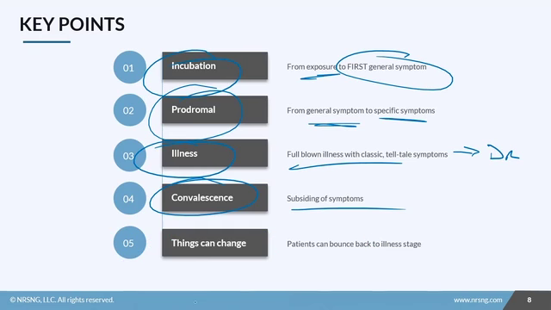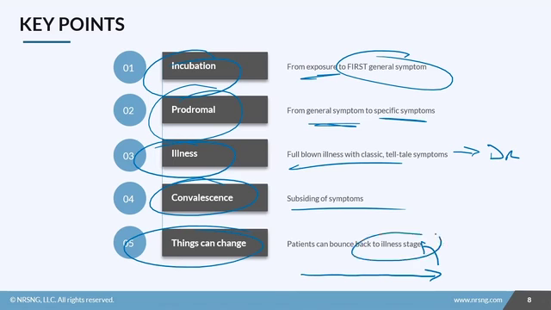Lastly, the thing to remember is that things can change. You can have patients that go all the way to the convalescent stage, and then because they didn't finish their antibiotics, they end up bouncing back to the illness stage. So make sure that your patients are being educated, so they understand that they can prolong their illness by not completing their therapy. That's a really important thing that you want to drive home.